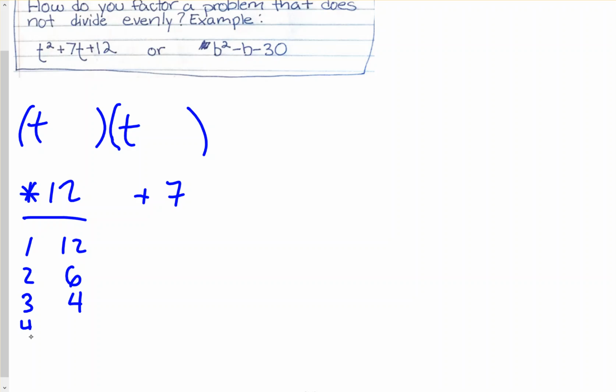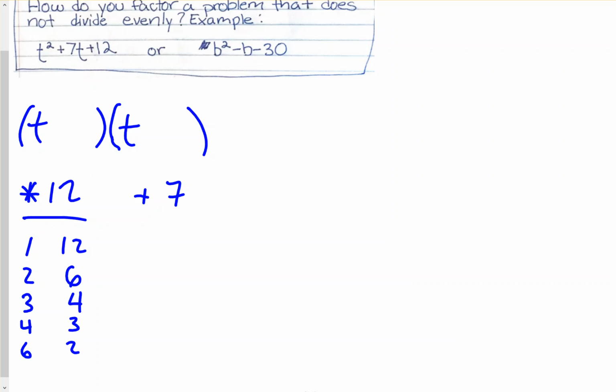After that will be 4. That's the same as 4 times 3, 3 times 4. 5 does not go evenly. And then 6 is 6 times 2. And then 12 times 1. So in a sense, we really have these main 1 times 12, 2 times 6, 3 times 4.